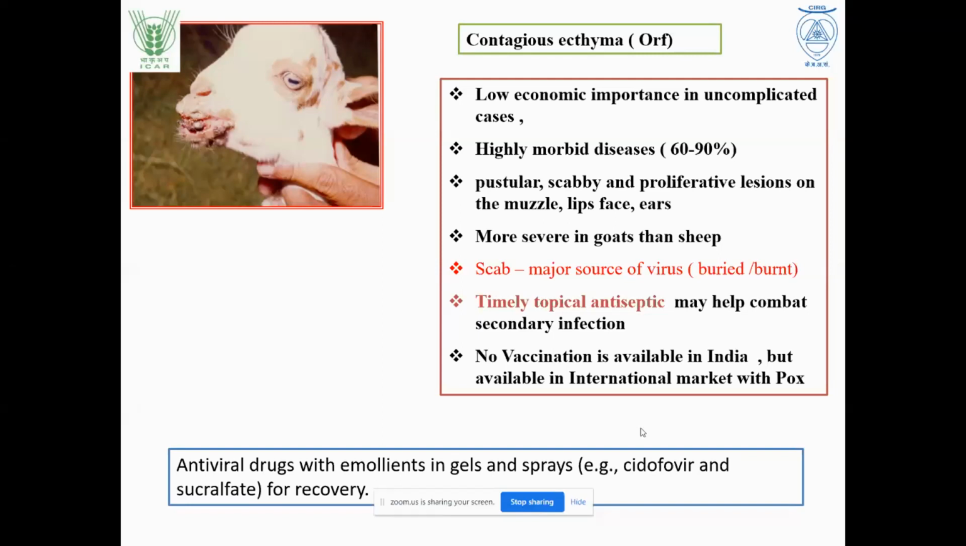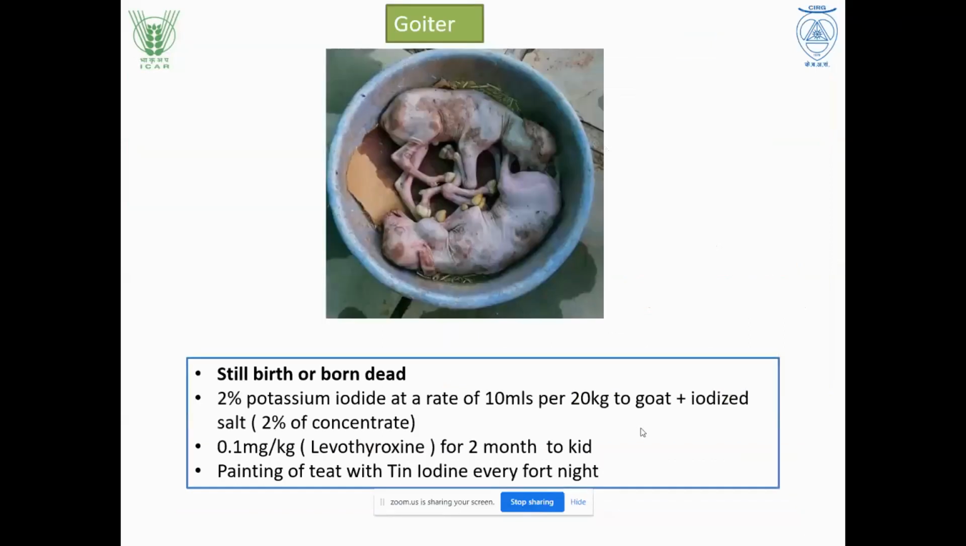A lot of approaches are adopted to control this disease by using different antivirals or different emollients, gel or spray. But this disease needs early attention from the farmers. As soon as there are a few lesions on the face, you should act promptly to control this disease.